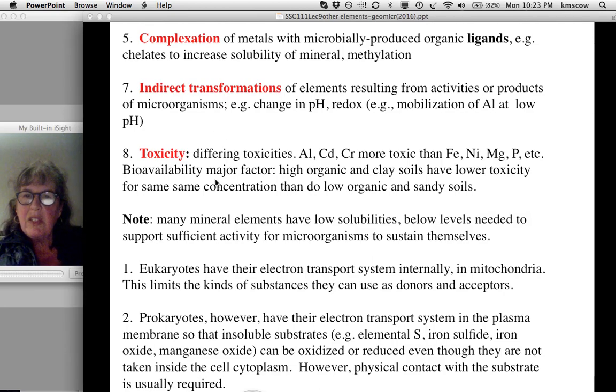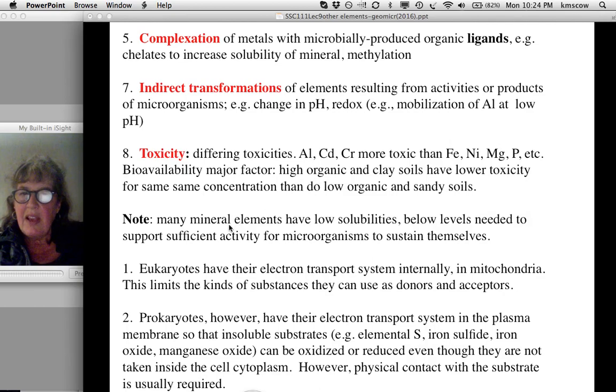Toxicity could be another issue. Some of the heavy metals like aluminum and cadmium and chromium are super, super toxic, and particularly under some conditions, way more than iron, nickel, these other elements. But bioavailability is going to be an issue, where if a soil has a lot of organic matter or clay, perhaps those heavy metals will not be very available and will not end up actually being that toxic to microbes because they can't get access to them.